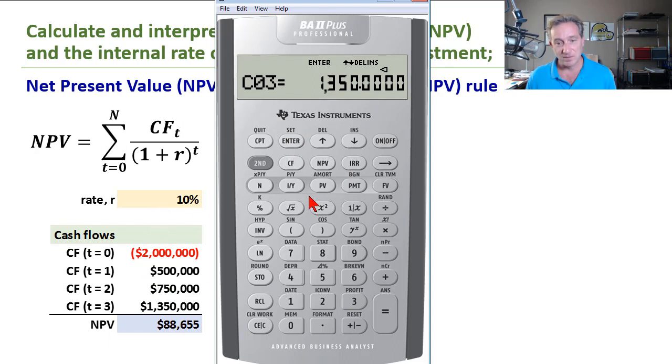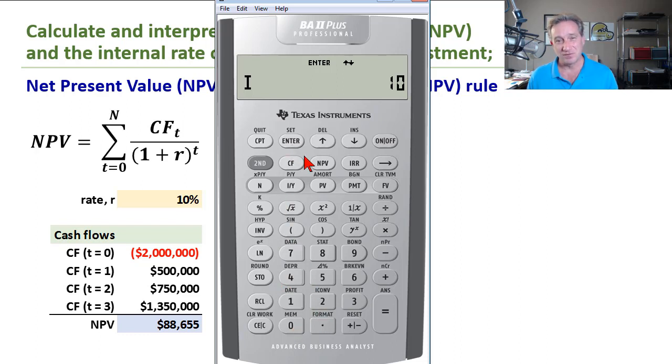I'm going to be going for an NPV, so I can hit that now, and it knows to ask me the only thing I need to give it, right? We're computing the net present value. We need to decide on a discount rate. In this example, I've assumed a 10% discount rate.